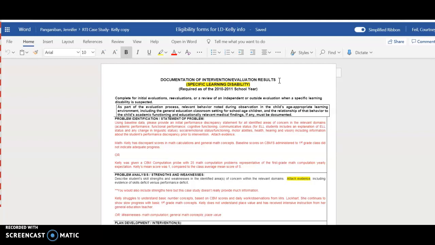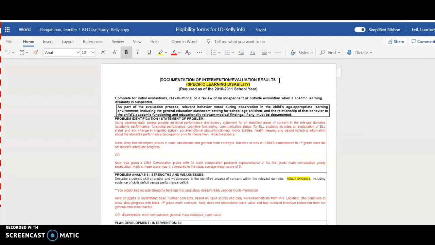In the case of Kelly's case study, the area of concern is math. As you can see below, there are 2 statements pertaining to her math abilities and the identification of the problem in math and the statement of the problem. The first statement: Kelly has discrepant scores in math calculations and general math concepts. Baseline scores on CBMs administered to the first grade class did not indicate adequate progress.